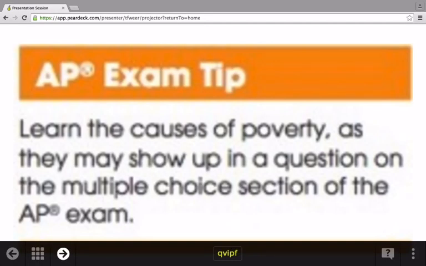Now, for the AP exam, you should know the causes of poverty because you could be asked some questions about it, particularly in the multiple choice section of the AP exam. So make sure you study these.